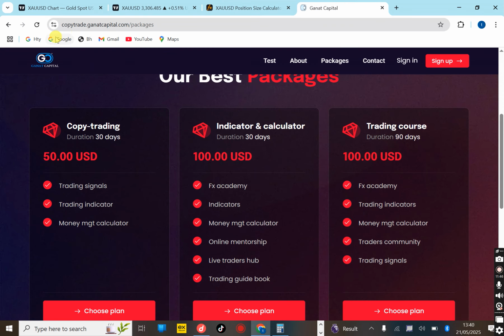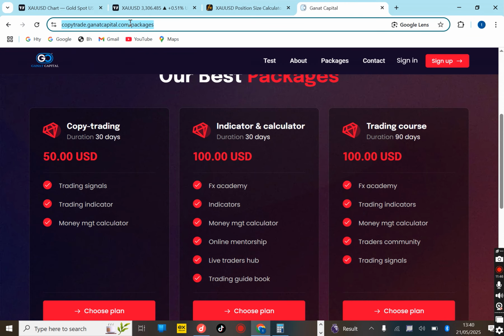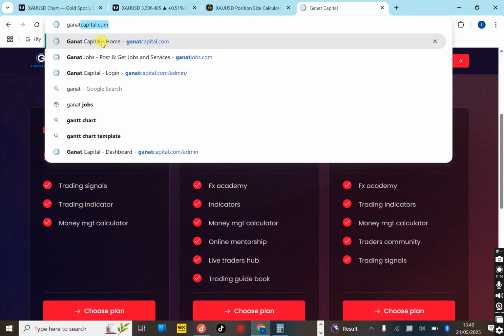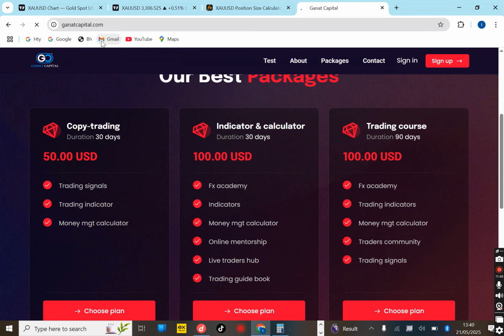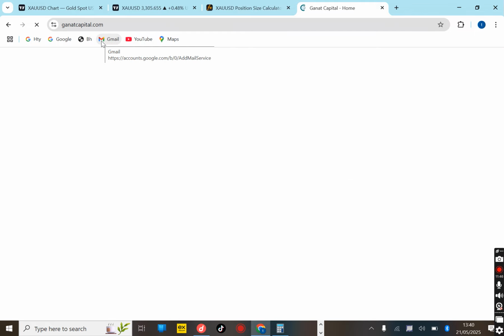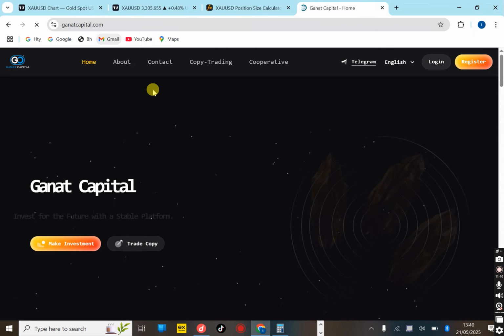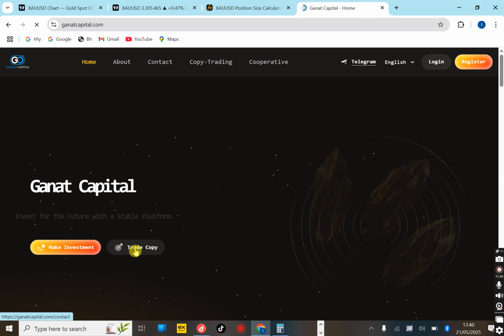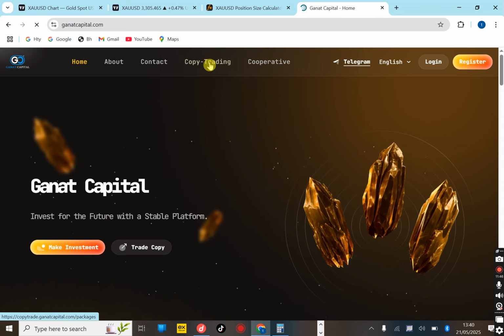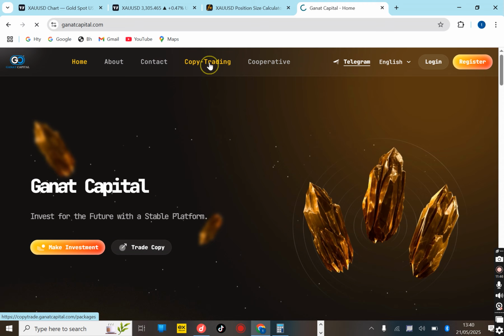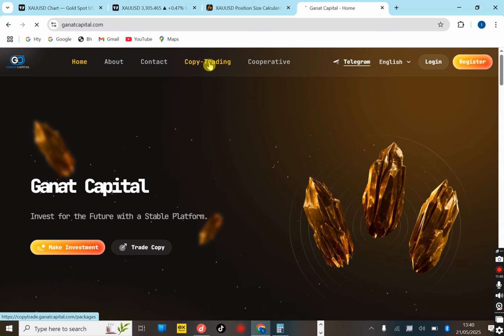So over here is Ganat. You can just go to ganatcapital.com. That's where we are getting our indicators from. At ganatcapital.com, you will see the copy trading here, and you can also see it here. You can click any of these, and it's going to take you to the copy trading dashboard.